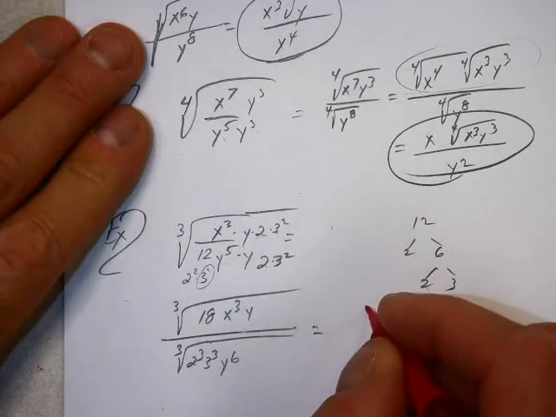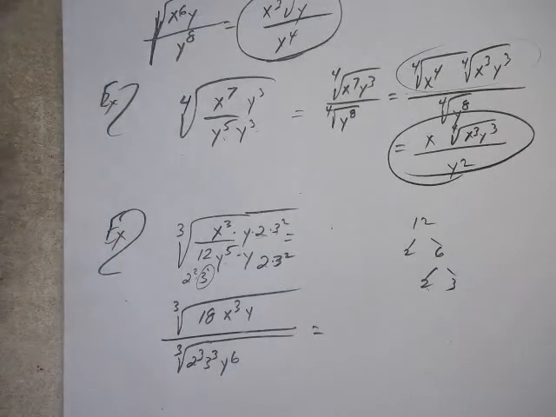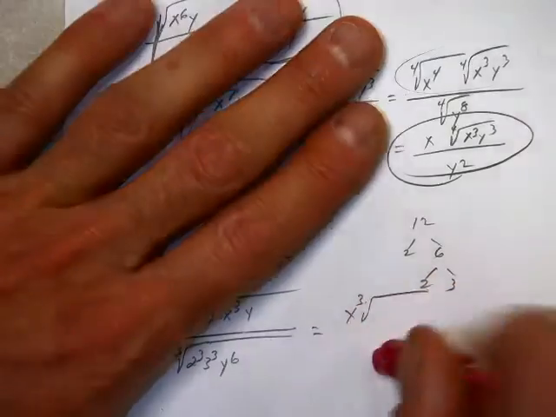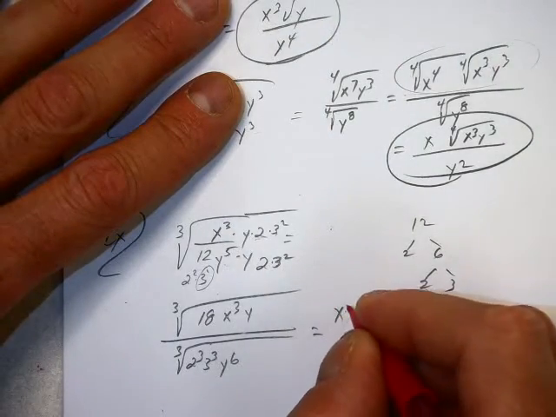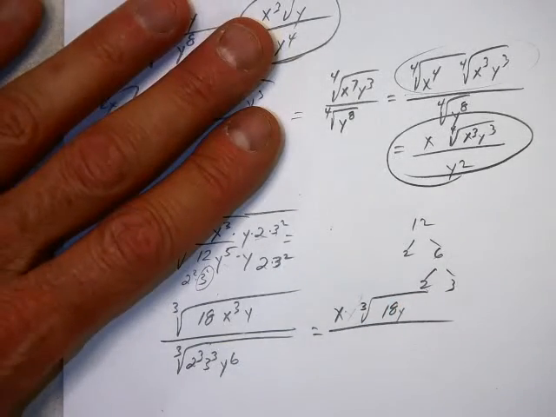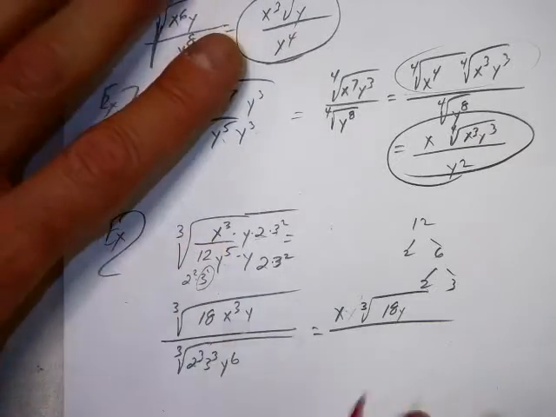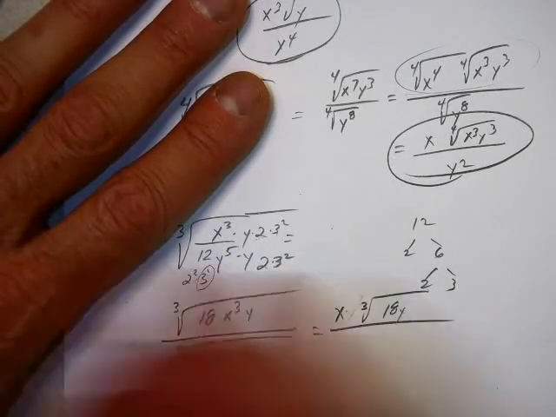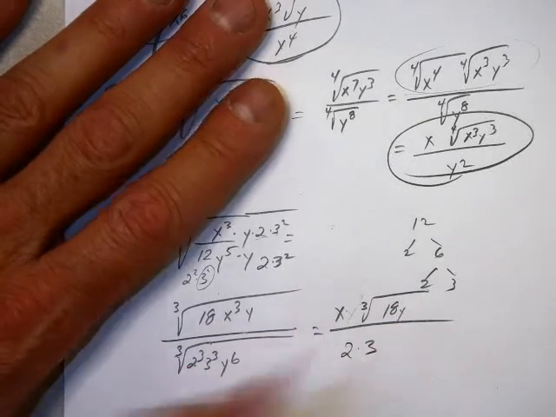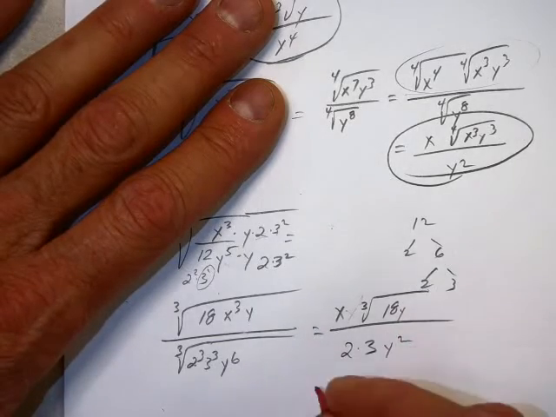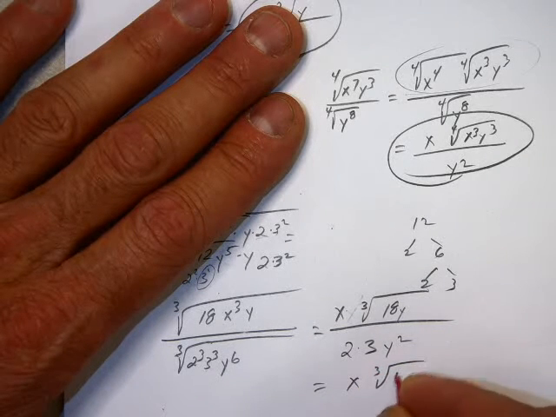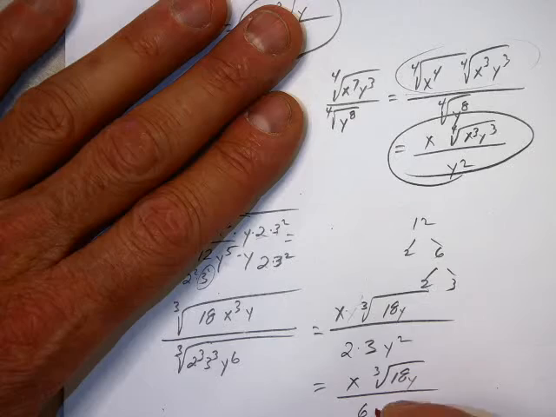So if I cube root the top, I really can't. Oh, is there anything I can take out of the top? X. And then the rest of the junk is left inside. So it's X to the third. No, X cube root of 18y all over. Let's just do this in terms of 2 and 3. Cube root of 2 cubed, 2. Cube root of 3 cubed, 3. Cube root of y to the 6th, y to the 2nd. Good. So now simplify. X cube root of 18y all over 6y squared.